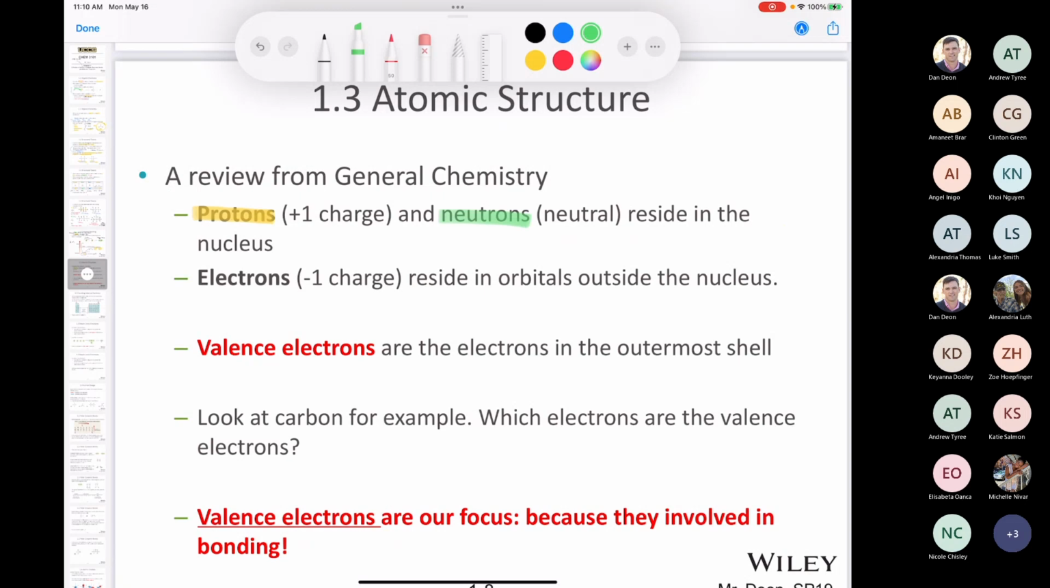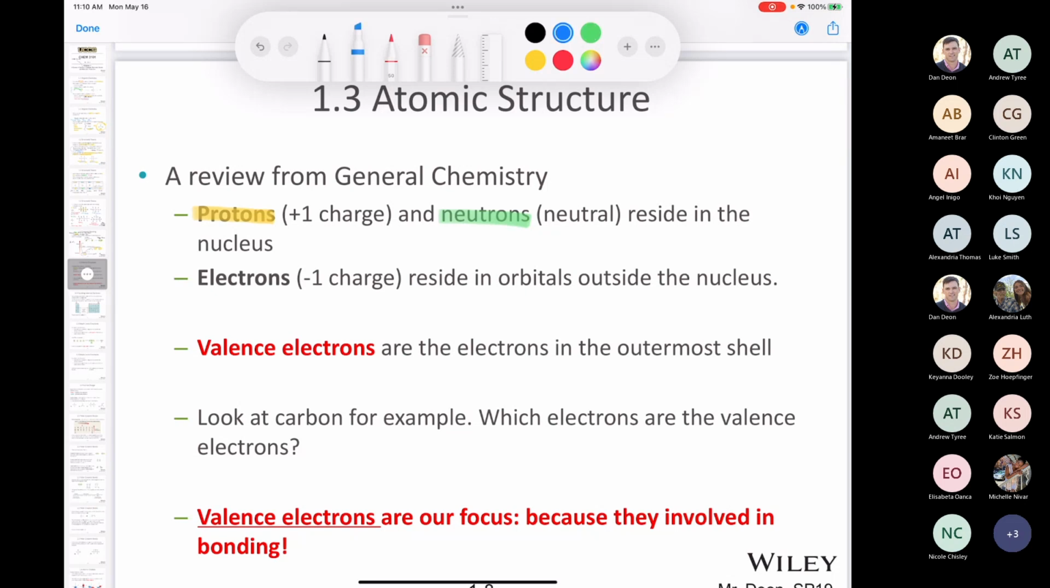Now, if you're wondering why I didn't bring up neutrons in that covalent bonding example, remember that a hydrogen atom has no neutrons in its nucleus. A helium atom does, but a hydrogen atom has no neutrons in the nucleus, only one proton.